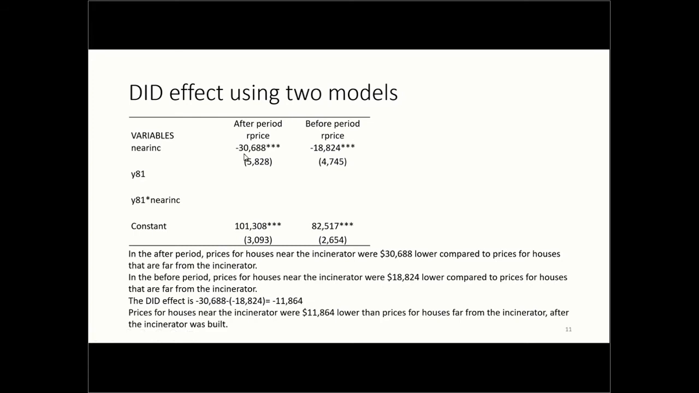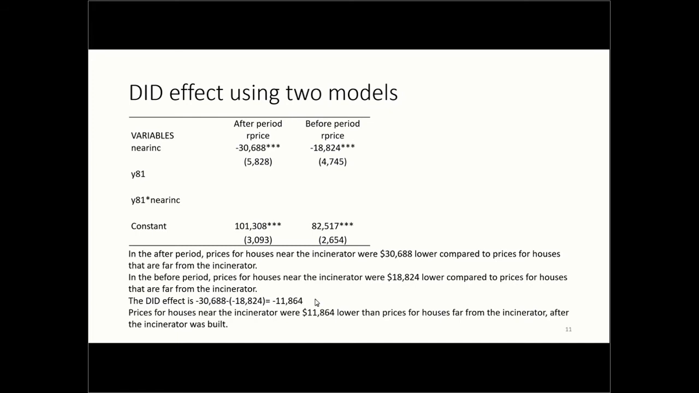So taking the difference in differences effect, we would do this coefficient plus this coefficient minus this coefficient, but because that second coefficient is a negative sign, then we would have this coefficient plus basically 19,000, and that would be minus $12,000. So the prices for the houses near the incinerator would be about $12,000 lower than the prices for the houses far from the incinerator after the incinerator was built.